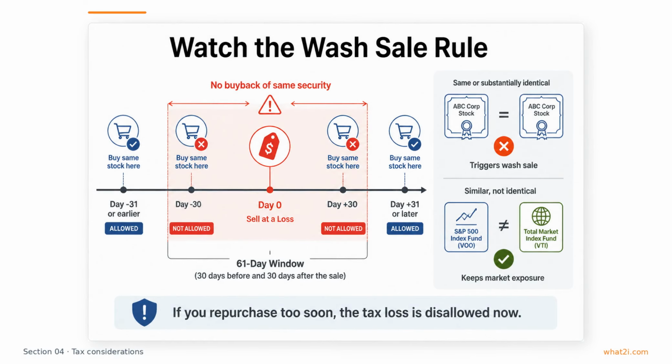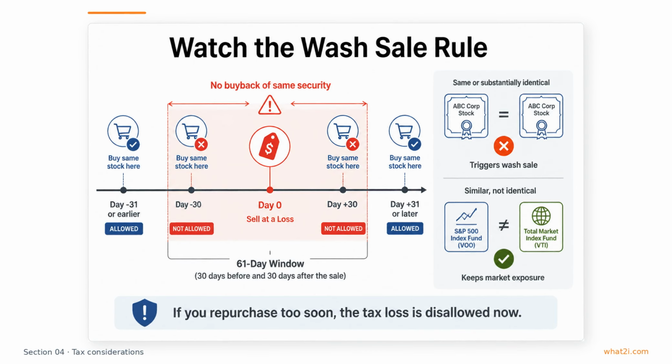A key caution is the wash sale rule. If an investor sells a security at a loss and then buys the same, or a substantially identical security within 30 days before or after the sale, the loss may be disallowed for current tax purposes. That means a tax loss harvest can fail if the replacement trade is handled carelessly.